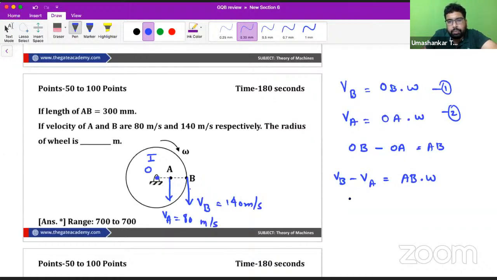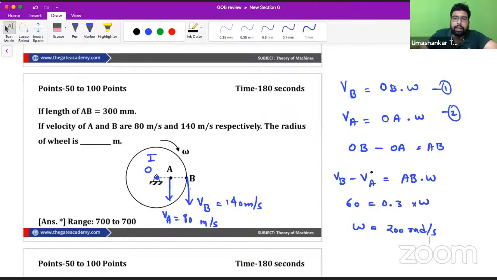Now VB minus VA, so we have this as 60 and AB is 300 mm, that is 0.3, into omega. So from here we can get the value of omega, right? The live students can please tell me if anything went wrong in the calculation. So omega is coming out to be 200 radian per second, right, beta?